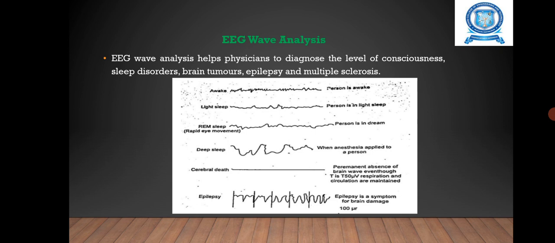Next is EEG wave analysis. It helps physicians to diagnose the level of consciousness, sleep disorders, brain tumors, epilepsy and multiple sclerosis. The brain waves recorded from the scalp have a small amplitude, approximately 100 microvolts. The frequency of brain waves ranges from 0.5 to 100 Hz. The following waveform shows the different levels of consciousness. It is categorized by synchronous discharge of a large group of neurons, often including the whole brain.